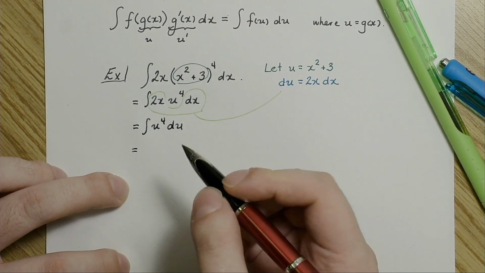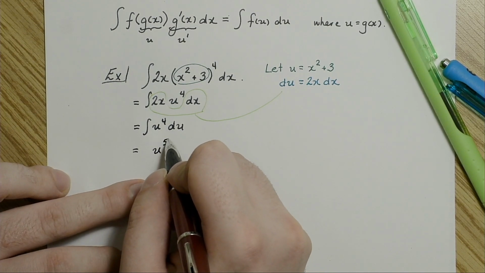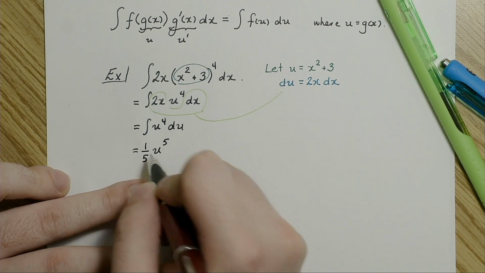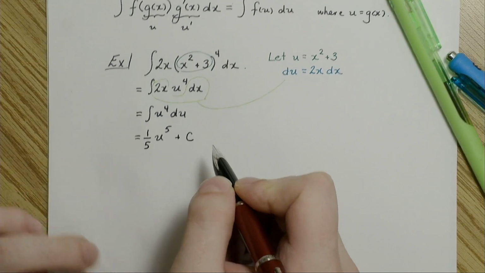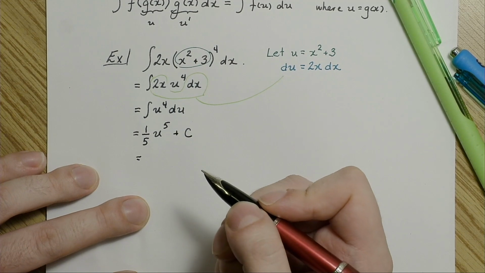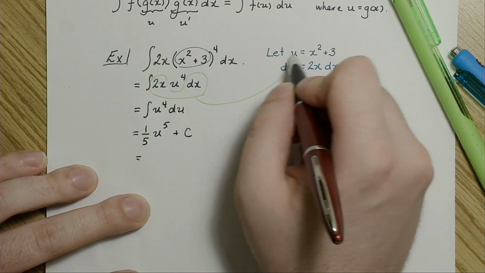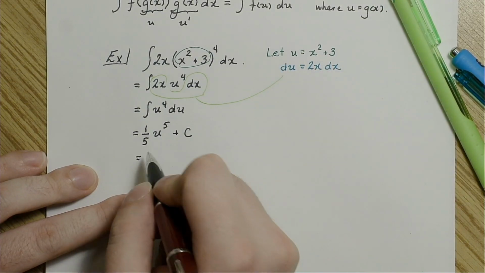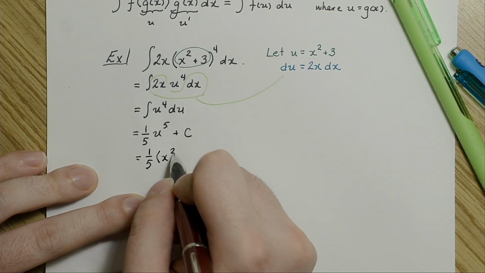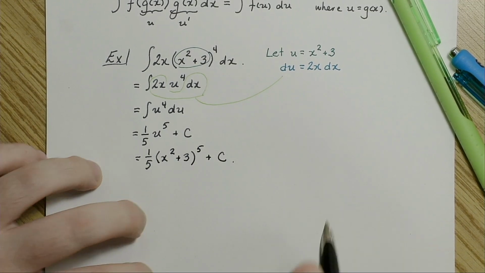And again, this is very straightforward. This is using our power rule. So the exponent goes up by 1, and we take that 5th and put that into the denominator. Don't forget our constant of integration. And then, because we've done a change of variable to u, we have to put it back to x. And what we had originally for our u was x squared plus 3. So our final answer becomes 1/5 (x squared plus 3) to the 5th plus the constant.